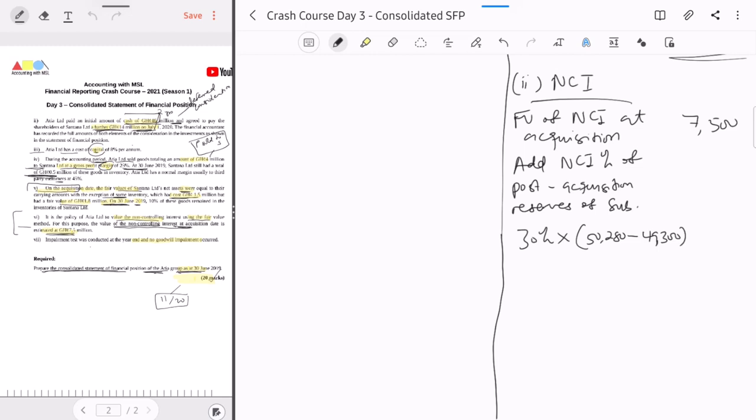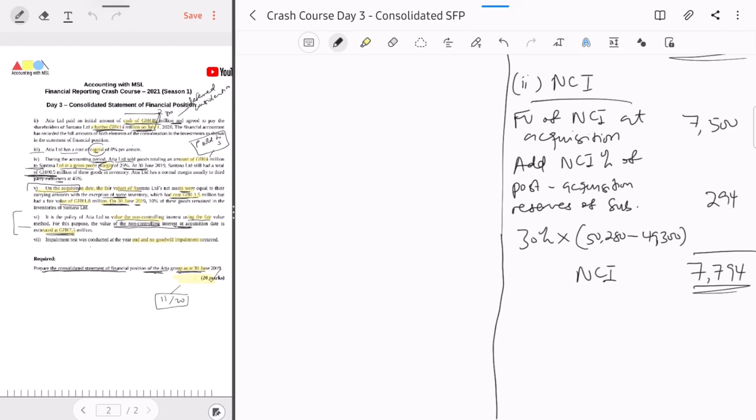5280 minus 49300 to give me 980 times what? 30%. This will give me 294, right? If there was any impairment, I would have less the NCI percentage of impairment, but we don't have that. So I just add these two. So 294 plus 7500 will give me what? 7,794. And this is my NCI that I'll record in the financials, right?